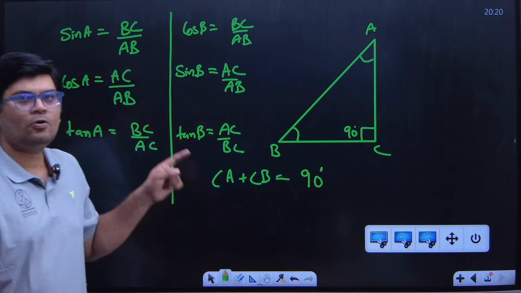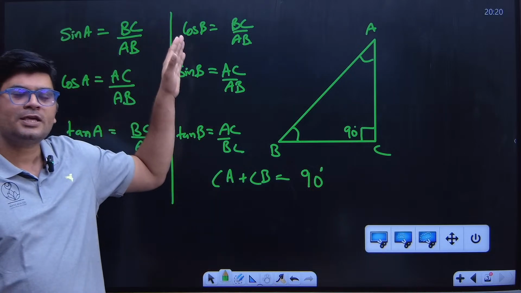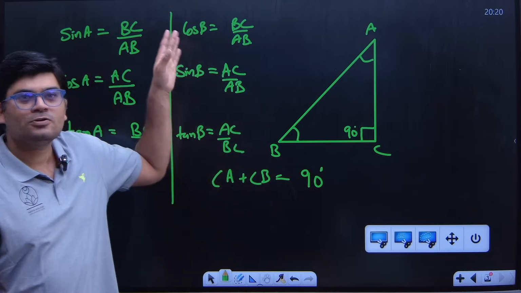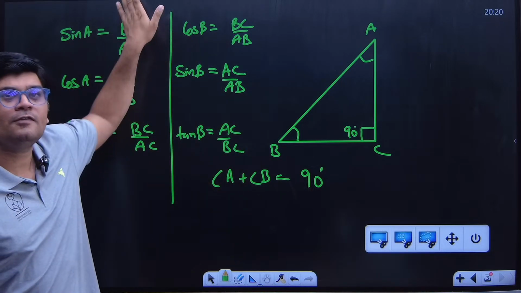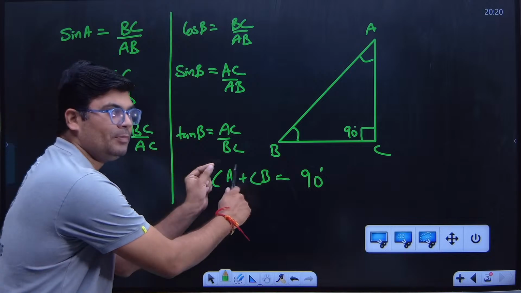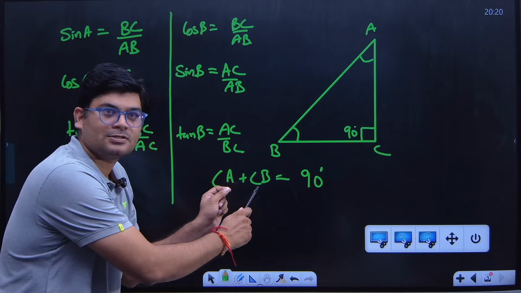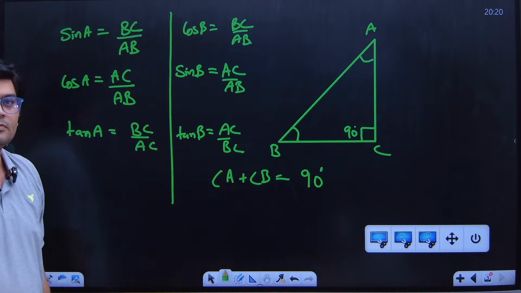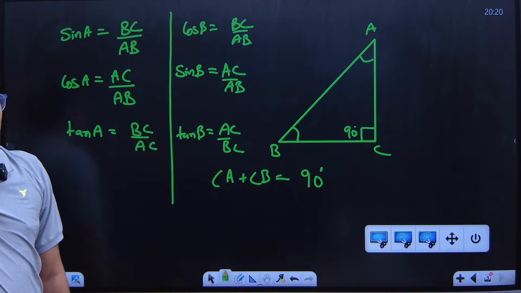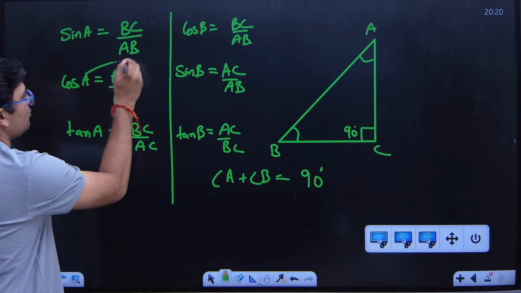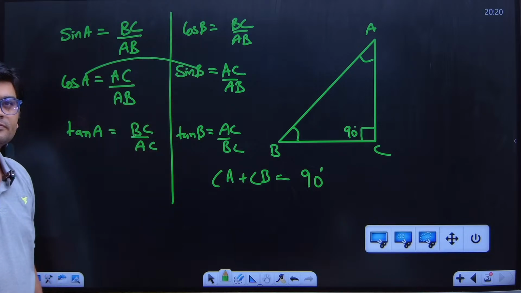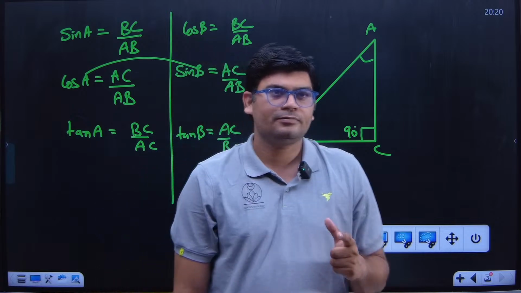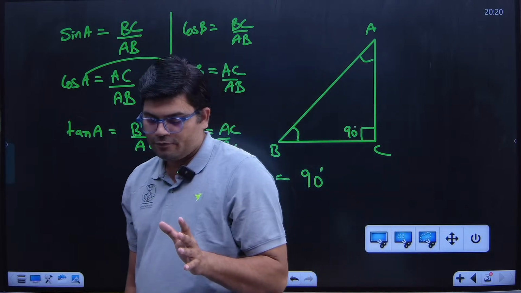Now look here. Sine and cosine. Cosine means it is a complementary. A and B are what kind of angles? Complementary angles. So sine A is equal to cos B. Just check it out. Similarly, cos A is also equal to sine B. Why? Because they are complementary angles. Are you getting it? Yes, sir. Wonderful.